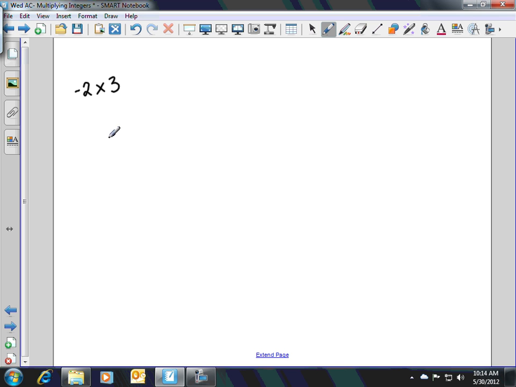So say we had this problem. You can't have negative 2 groups. So the way that we read this in words is the opposite of. So in words, this is the opposite of 2 groups of positive 3.